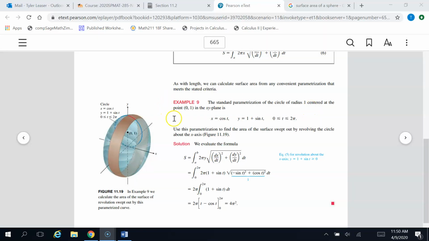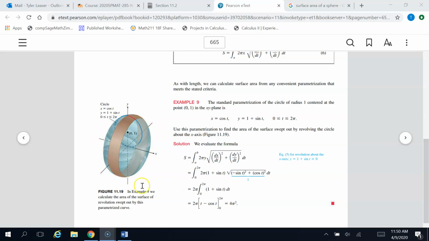Okay, I did some research. I'm dumb. That's why it wasn't working out. So here's the problem in the book, right? X is cosine t, y is 1 plus sine t, and then we're revolving it around the x-axis. The reason that I was so wrong is that I was thinking that we were just revolving it on its own plane and creating a sphere, but we're not creating a sphere. We're creating this weird donut-looking shape.